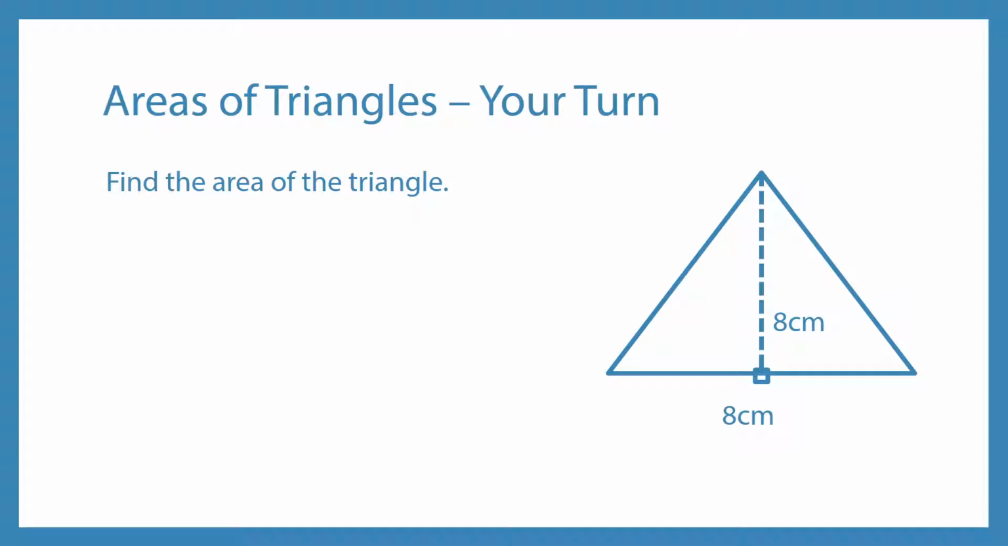Okay, your turn. Have a go at working out this one. So we use our formula. Area is half base height. So area is half times 8 centimeters times 8 centimeters. So our area is going to be 32 square centimeters.